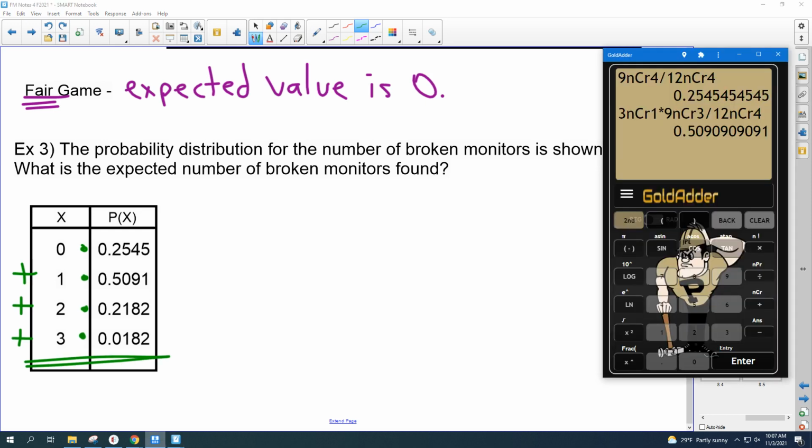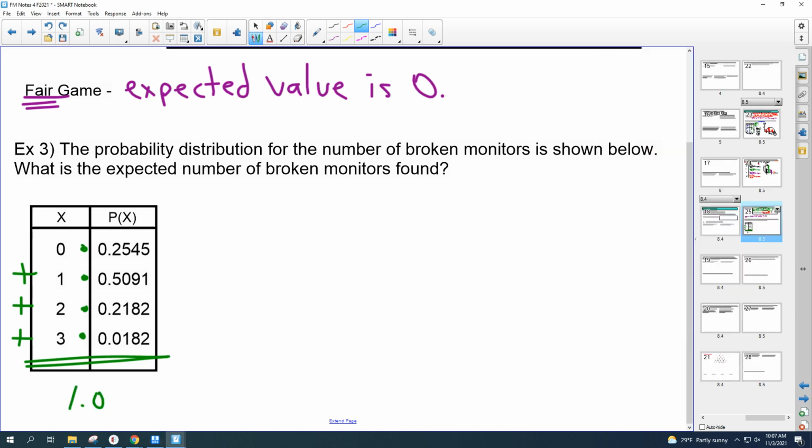Okay, so it's really just a calculator question. Obviously, 0 times 0.2545 is going to be 0, so maybe you skip that one. Plus 1 times 0.5091 plus 2 times 0.2182 plus 3 times 0.0182. So when I add that up, I get 1.0001. The expected value of the random variable is 1.0001. So what does that mean?